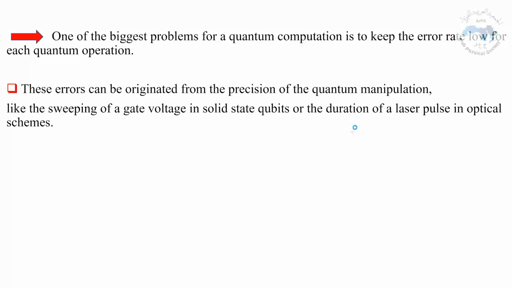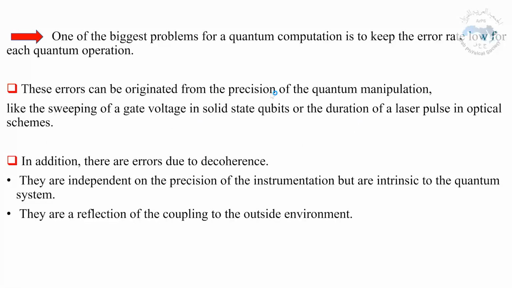The duration of laser pulse, change of the duration pulse, and so on, in optical scale. This can generate what we call error, but this could be assimilated to the classical error. In addition to that, there is what we call quantum error or quantum noise. This quantum noise is intrinsic.